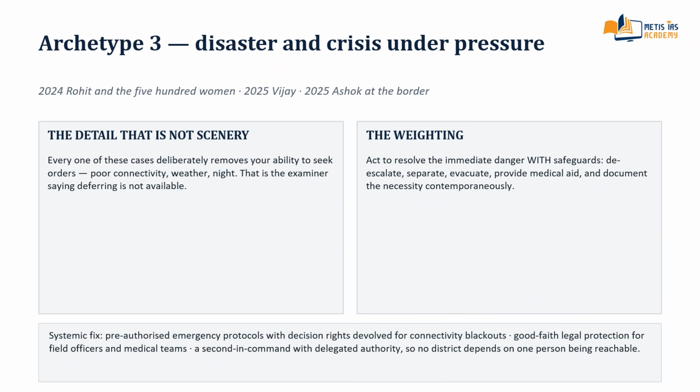What is archetype 3? Disaster and crisis under pressure. This is the third archetype. 2024 question: Rohit and 500 women. 2025: Vijay. 2025: Ashok at the border. So these are the cases.